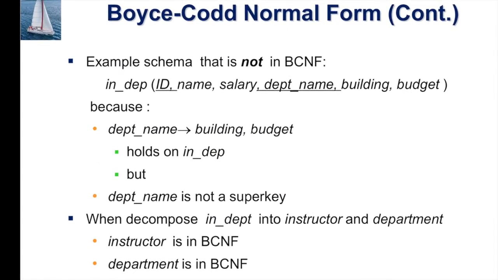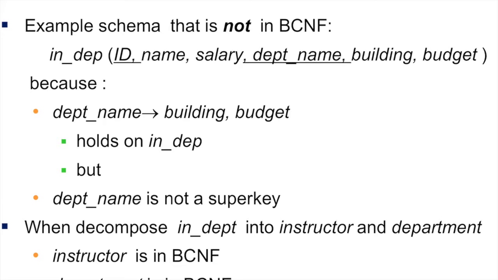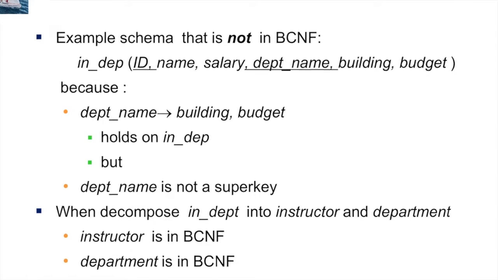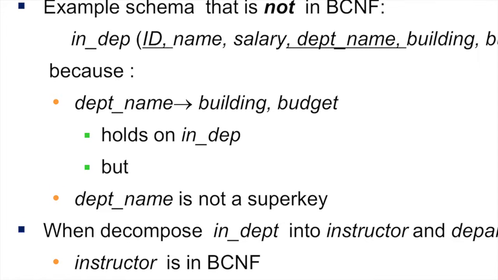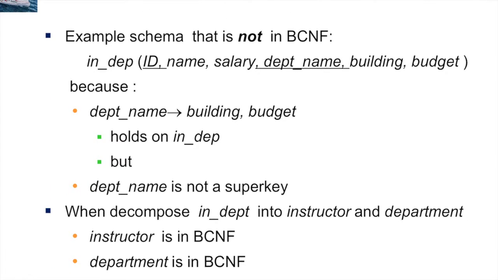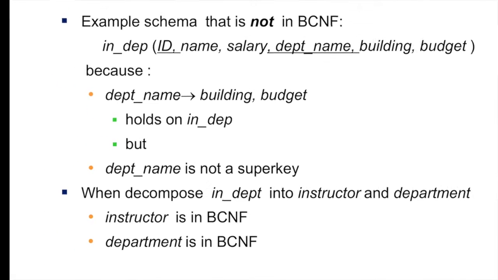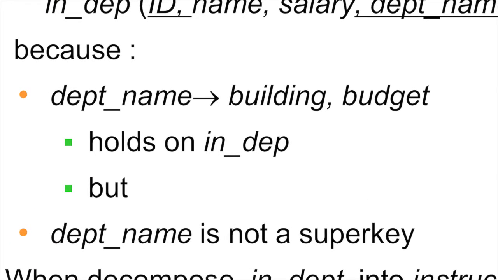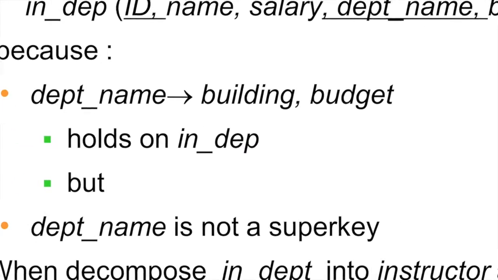So, in this example, we have the in-depth table. So, ito yung pangit na example natin from the beginning, and we are showing that this is not in Boyce-Codd normal form. In this case, we have alpha equal to department name, and we have beta equal to building and budget. In this case, the department name is not a super key of in-depth. So, may isa siya na satisfy. At the same time, hindi rin naman si alpha to beta is a trivial.